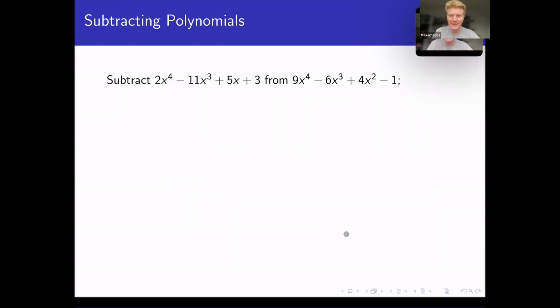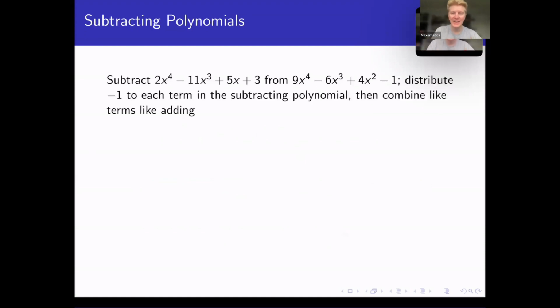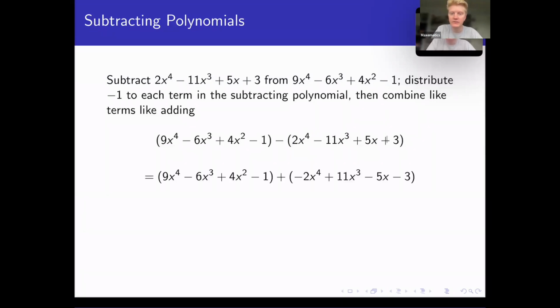Now, when we are subtracting, subtracting is very similar, except what we're going to do is to get this back to addition and to make it look exactly like we just had on the previous slide, we're going to distribute this negative sign to each term here, right? We're doing 9x to the fourth minus 2x to the fourth minus 6x cubed minus negative 11x cubed. And you can already kind of hear that it's a little weird going on, right? So let's distribute a negative 1 to all 4 of these terms. 2x to the fourth will become negative 2x to the fourth. Negative 11x cubed will be positive 11x cubed minus 5x minus 3.